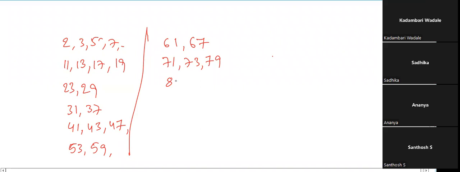After 79, what is the next prime number? 81? No, because it is divisible by 9 also. Other than 1 and itself, it is divisible by one more number. That is, it is not a prime number. After 81, 83. Okay, 83 is a prime.